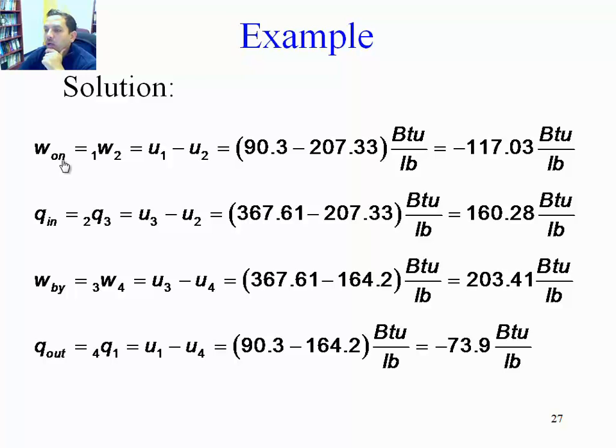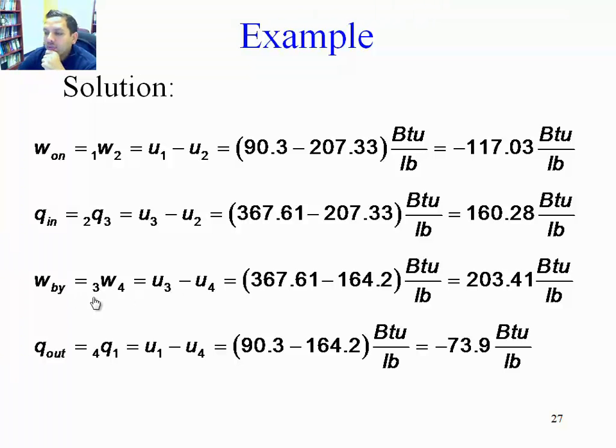Basically, work on the system is the work from 1 to 2, which is minus the change in energy per first law analysis. 90 minus 207 is minus 117.03 BTU per pound. As expected, it's negative because it's a compression process. From 2 to 3 is an isometric process. So as expected, obviously no work. Q is equal to delta U. As expected, that will be positive. 160.28 BTU per pound of heat added to the system.